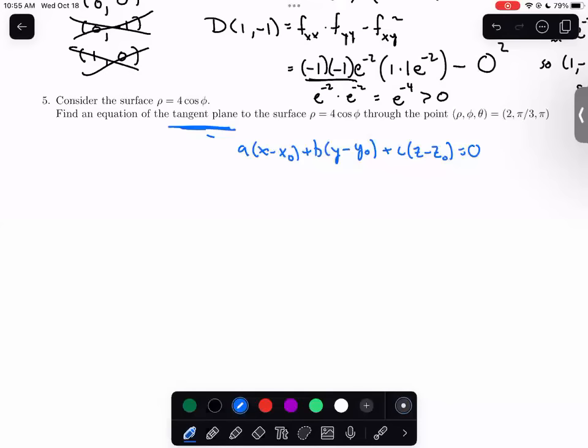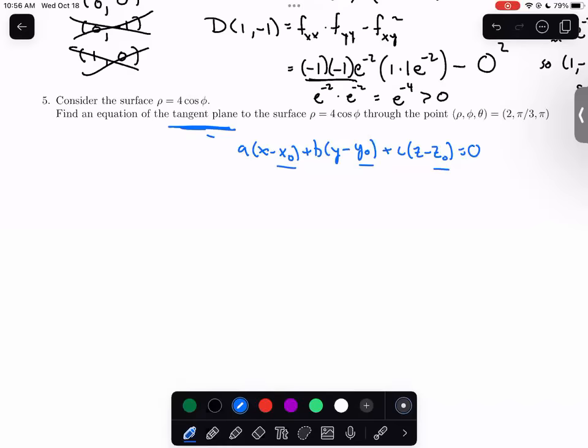The point that this goes through, we can get that actually quite quickly, thanks to the fact that we have the point in rho phi theta. We can just transform this. On the formula sheet, we have the conversion equations that go from spherical, rhos and phis and thetas, into x's and y's and z's. So we can get our point that the plane goes through quite quickly. x naught, y naught, z naught. We'll do that here in just a second.